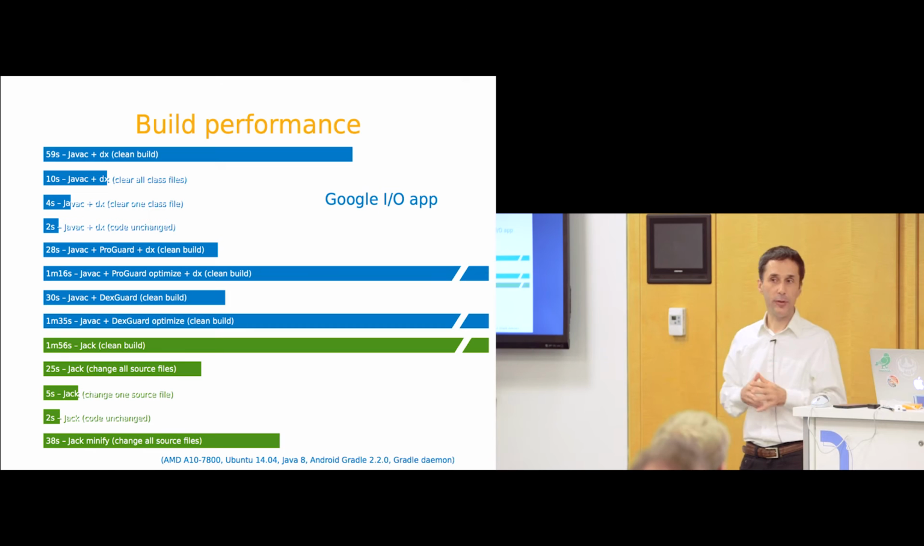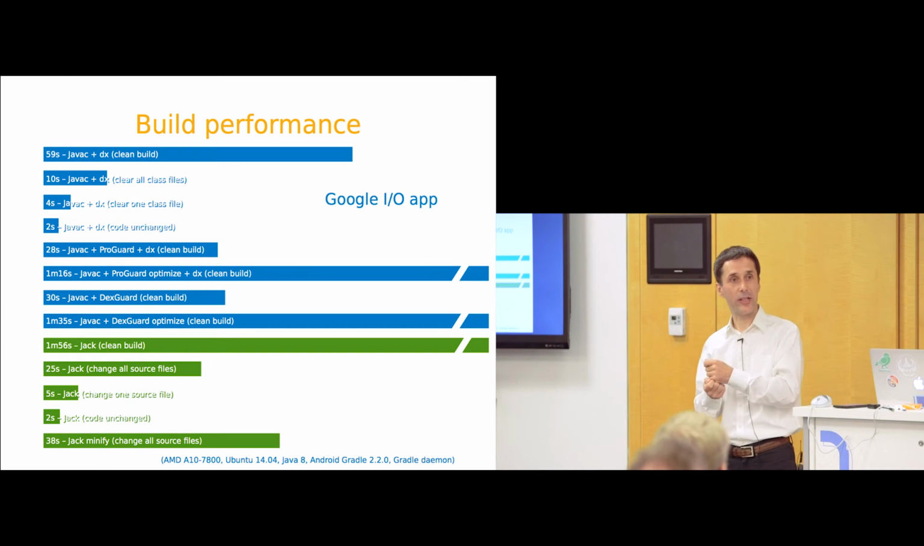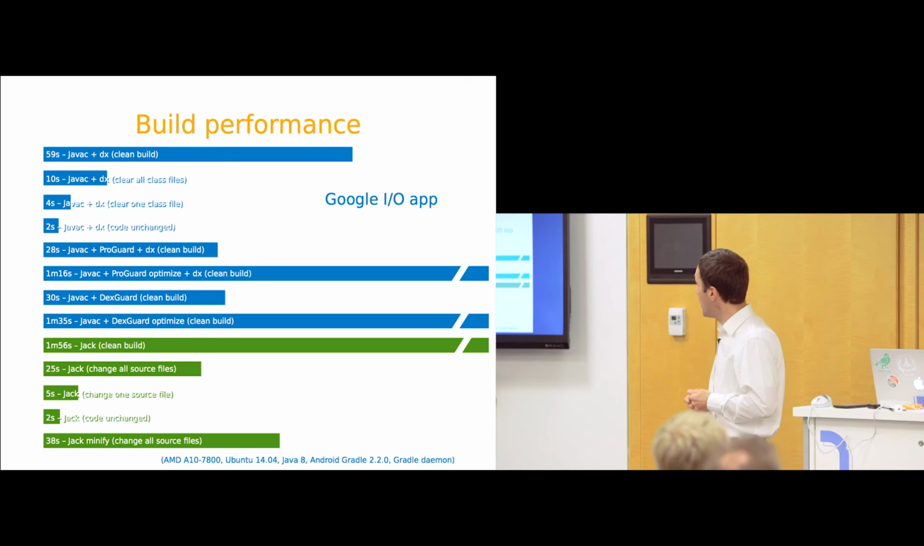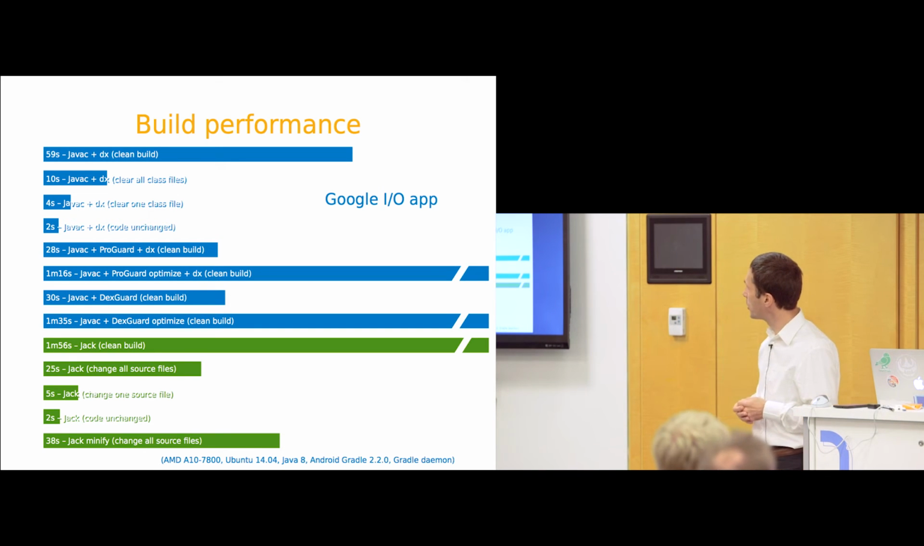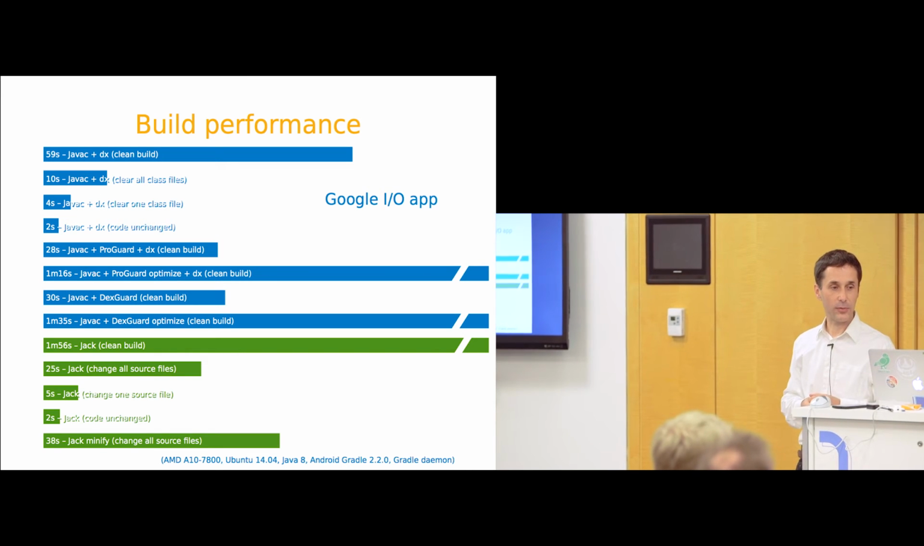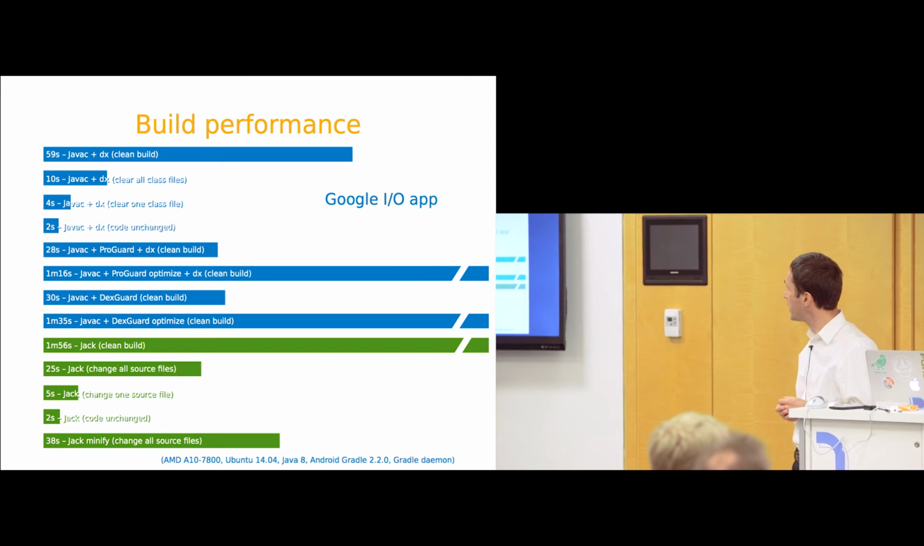Now, on the other hand, if you also enable optimizations in ProGuard, that takes a whole lot more time because optimizations are complex and you have to pay in build time for that. I've also compared it to DexGuard, which provides similar build times as ProGuard, a bit longer because there are more optimizations. And then in green, I've added results for the Jack tool chain.